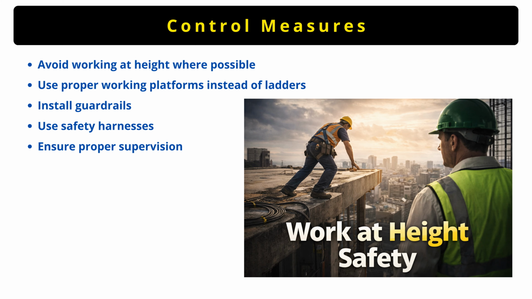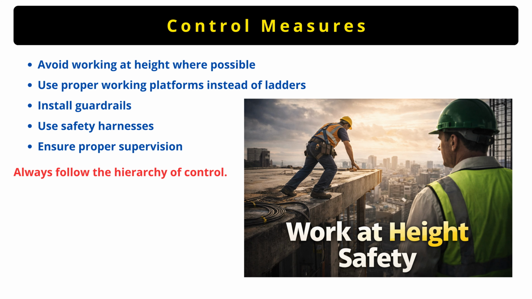One important thing you must always remember, whenever we talk about control measures, we must follow the hierarchy of controls. As we discussed earlier, there are five levels in the hierarchy of controls. First is elimination, which means removing the hazards completely.